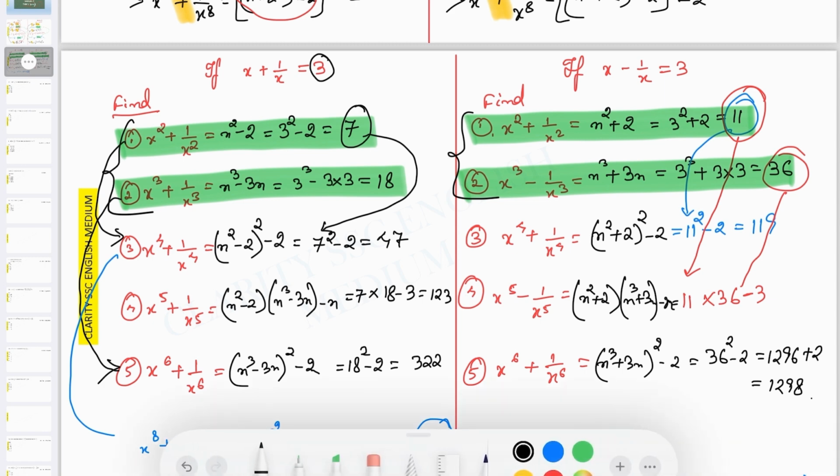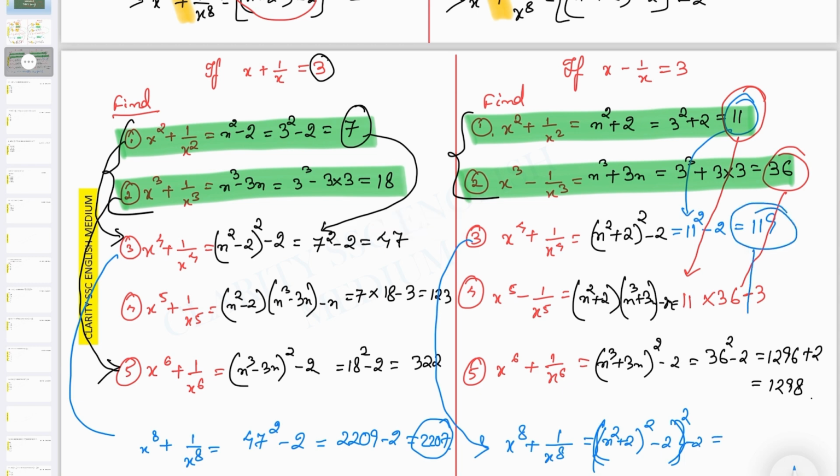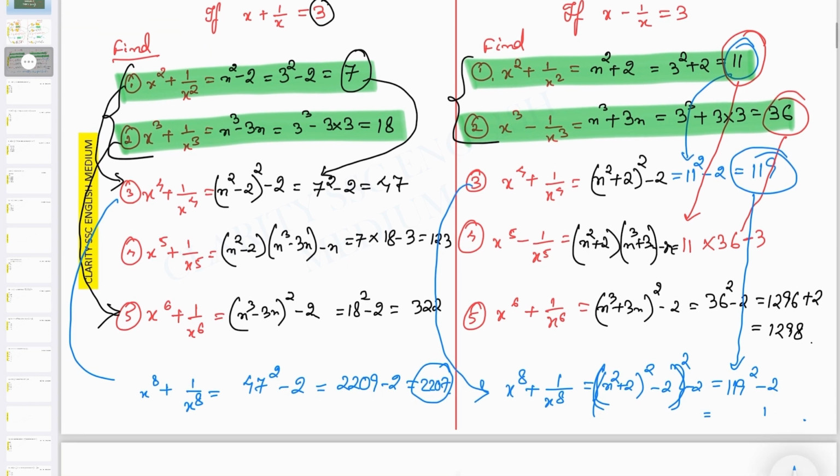And the last one is x to the power 8. We can also find x to the power 8 plus 1 by x to the power 8. That is n square plus 2 whole square minus 2 whole square minus 2. Just the square of this 119. 119 square minus 2 is the answer. What is the square of 119? 14161 minus 2. So 14159 is the correct answer.